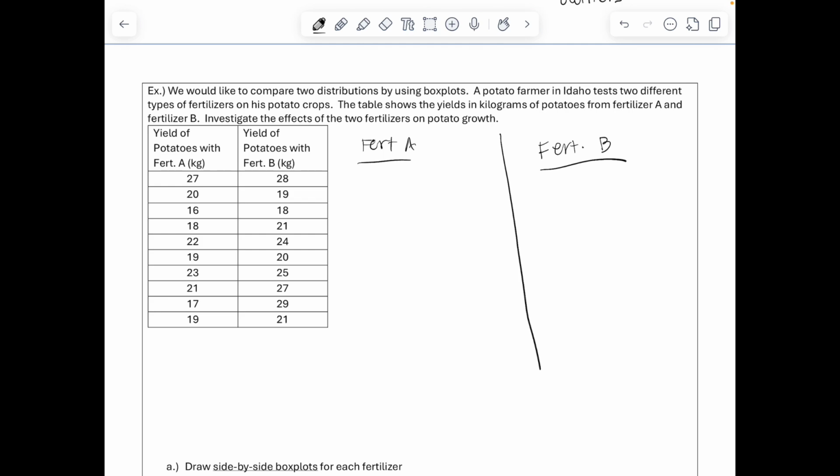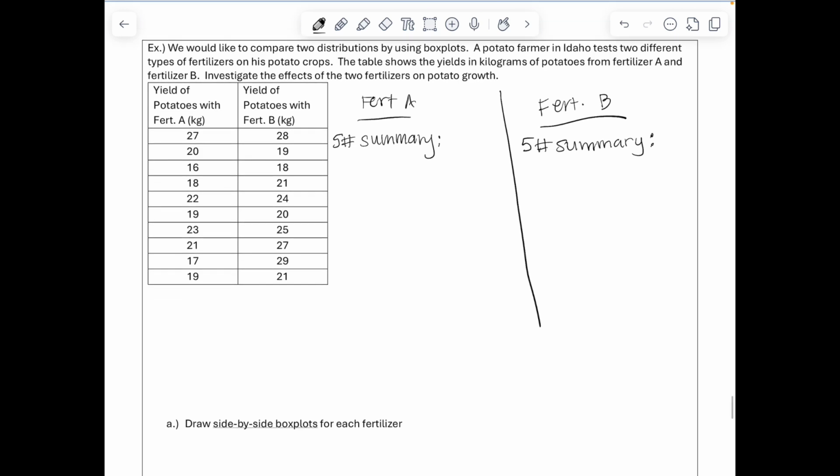So the first thing that we need in order to do our box plots, which is what it wants down here in part A, is I need to get the 5-number summary for both. So you have to do one at a time on these. So the first thing that we're going to do for fertilizer A is we're going to put in all of our numbers into L1.